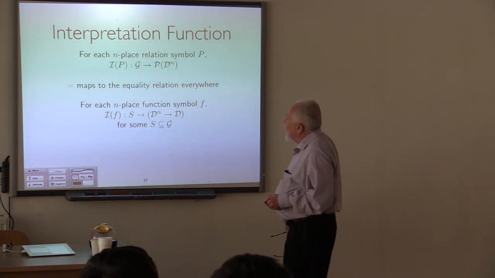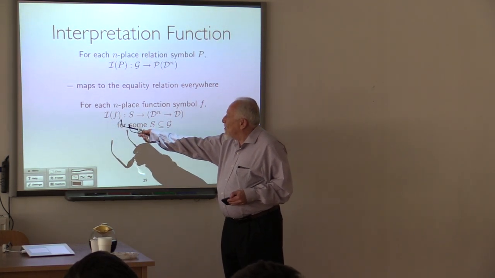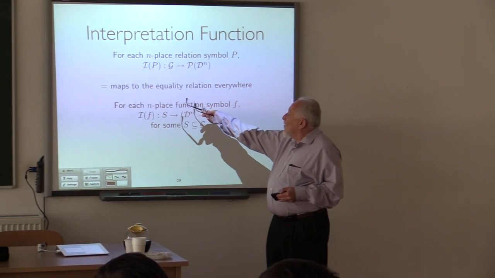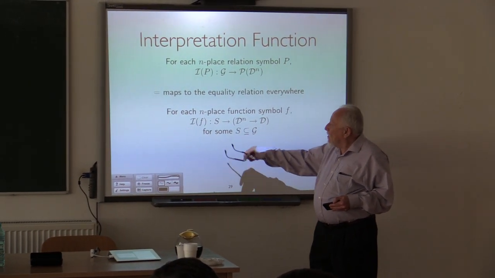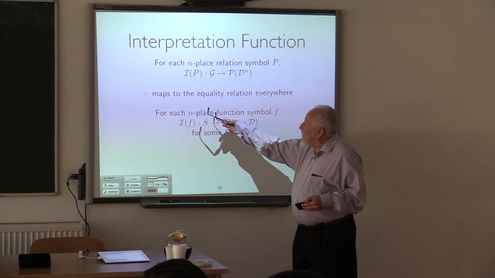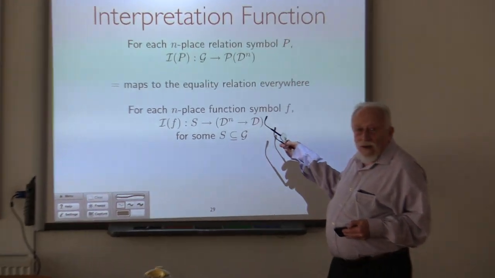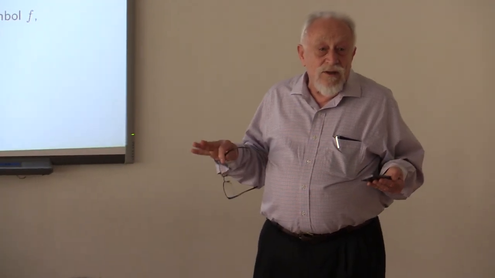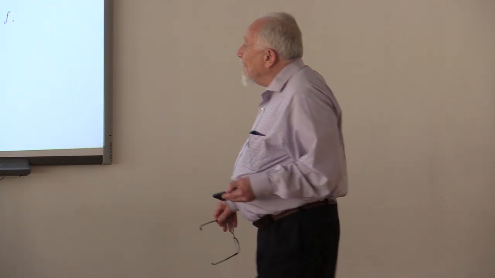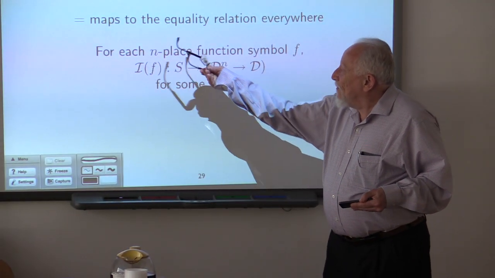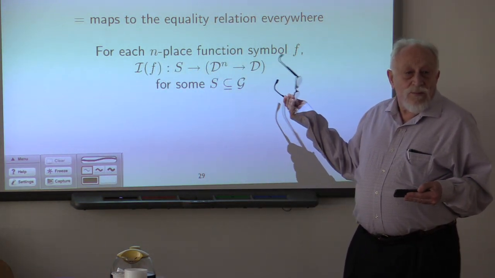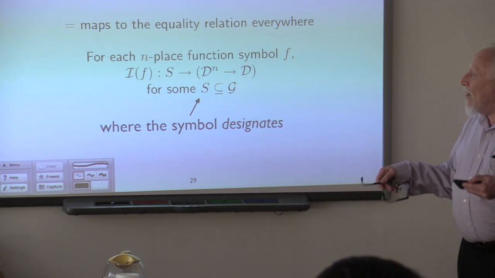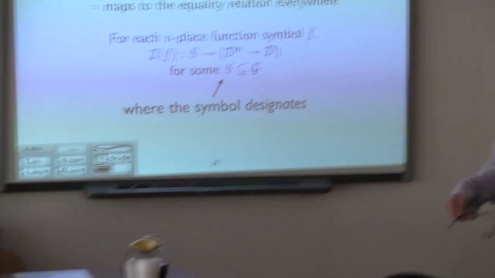For any n-place function symbol, this one is a little more complicated. The interpretation of a function symbol should be a mapping. For the moment, think of this as the set of worlds. So it should map the set of worlds and an n-tuple to an object. It should assign to this function symbol at a world an n-ary function. But I want to allow these things to not designate at some worlds, like the King of Sweden. So it's not really defined on the entire set of worlds. Each one of these is defined on some subset of G, and it can vary with the function symbol. So think of the S here as where the function symbol F designates something. Okay?